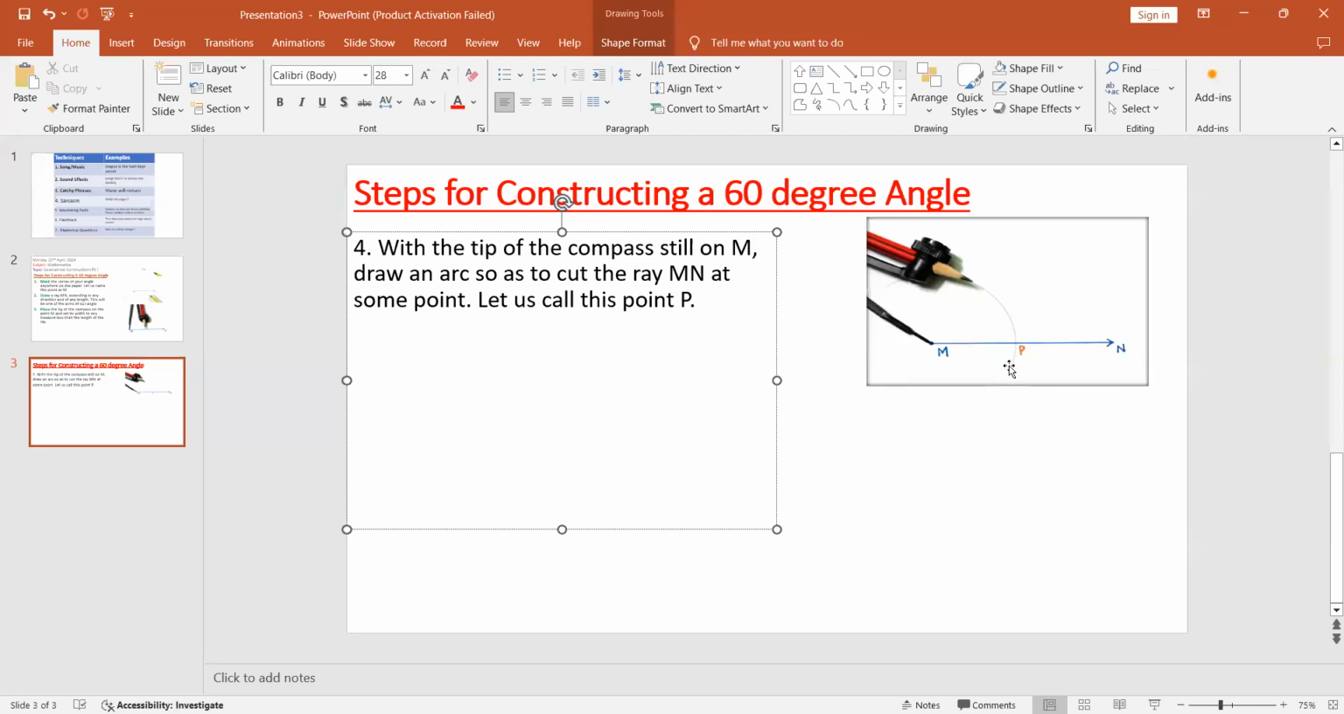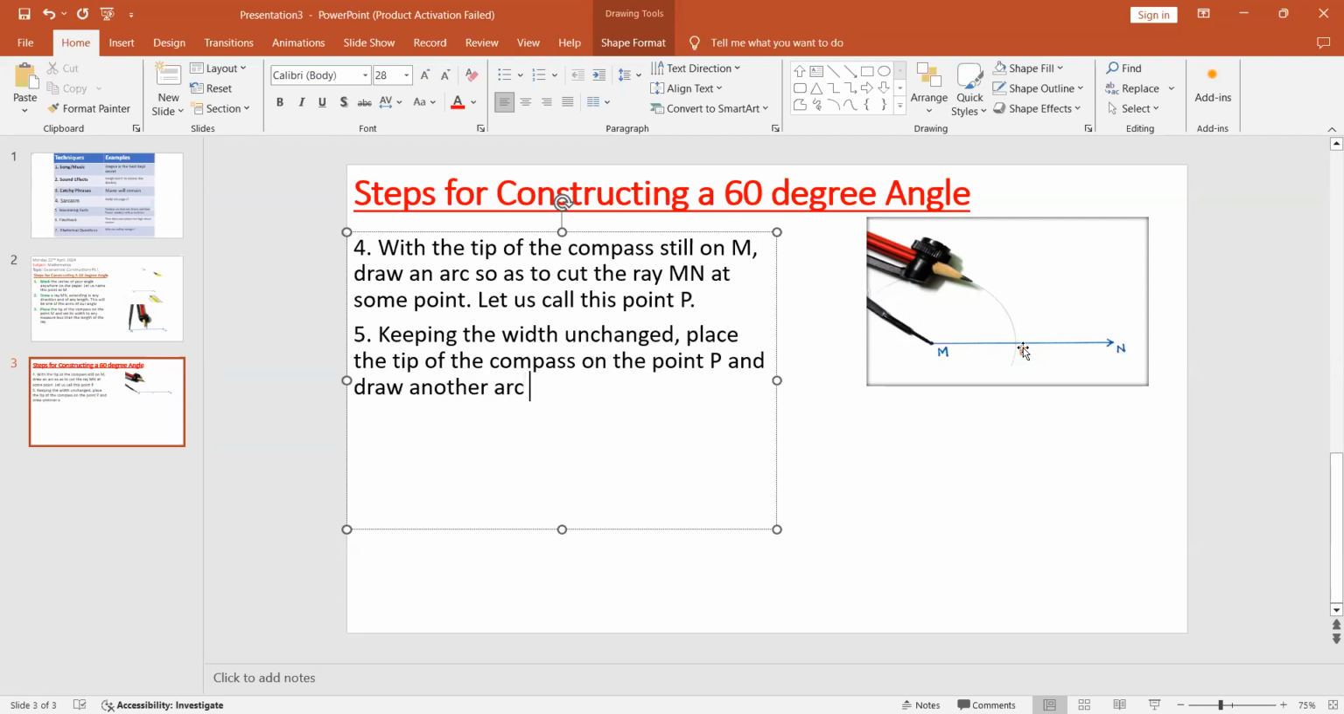So we're going to call this point where the ray intersects the arc point P. Okay. Next, number 5. Keeping the width unchanged, you want to place the tip of the compass on the point P and draw another arc cutting the arc drawn in the previous step at some point.